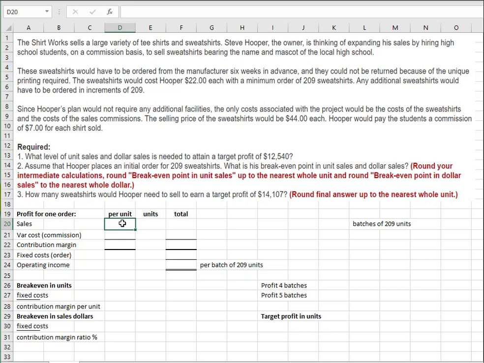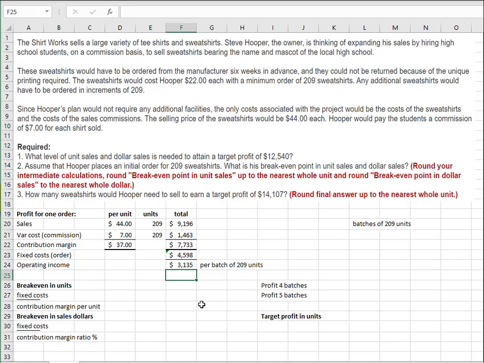All right, let's see. The sales price here is 44. There is a variable cost other than the cost of the sweatshirts, which is the commission. And then for one batch, there'd be 209 units. And your contribution margin, your sales minus your variable cost. Okay, we can get that math and get those totals. And so our contribution margin for just one batch, and then the cost of the batches here is 209 times 22. So your profit off of one batch of 209 is 3135.